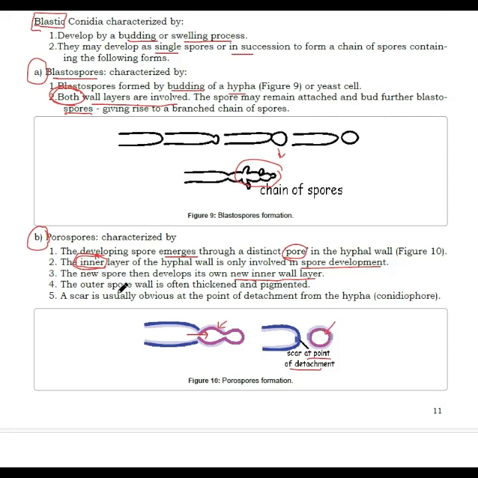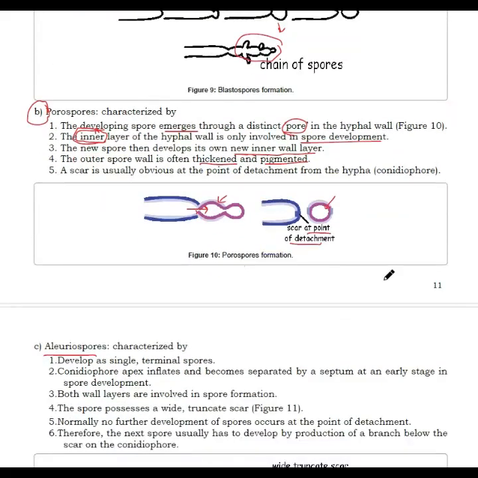The outer spore wall is often thickened and pigmented. Maybe we have studied melanin. A scar is produced once they are separated, at the pore region at the point of detachment. And this is the conidiophore.